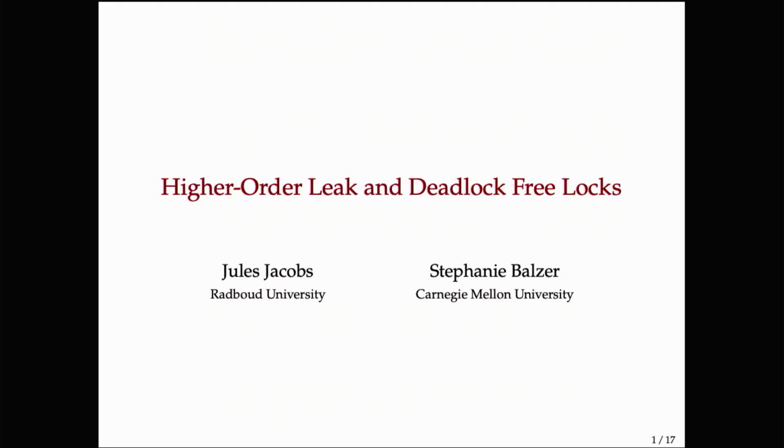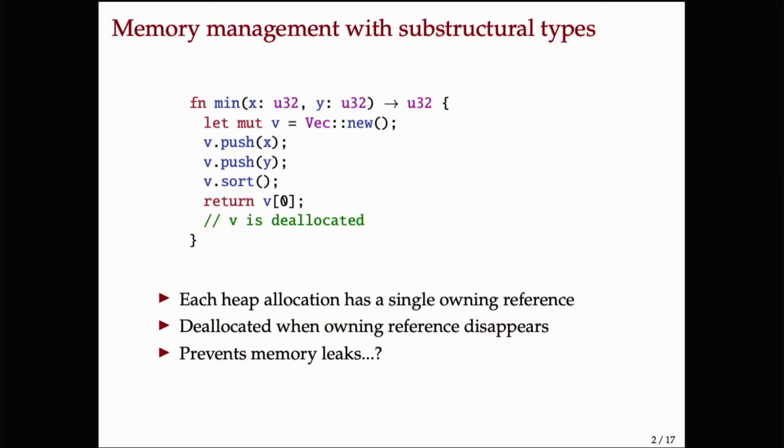Hi, does that work? Great. So I'm going to talk about memory leaks and deadlocks, in particular about a type system to prevent them that I worked on with Stephanie. She's here, so come talk to us afterward. We are going to use linear types for that. As you know, a prominent example of a language that uses linear types for memory management is Rust. So let me first show you how Rust uses types to manage memory.